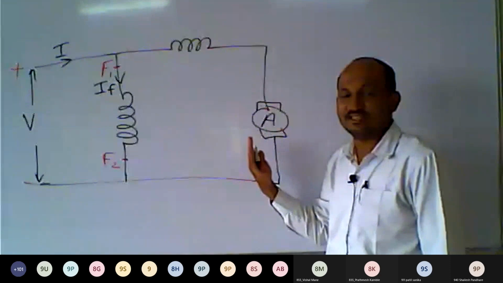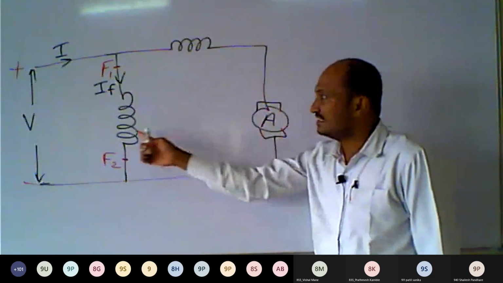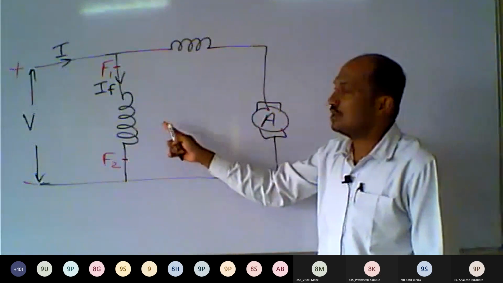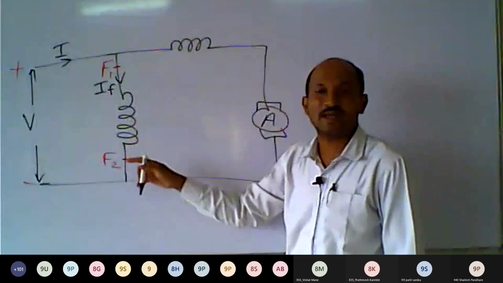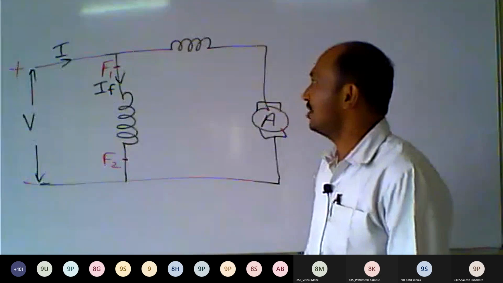As a distance, if we consider distance, this part is near and this part is longer from the armature winding. So this is called a long shunt compound motor, because the shunt part is longer than the series part. Such a type of motor is called a long shunt compound motor.